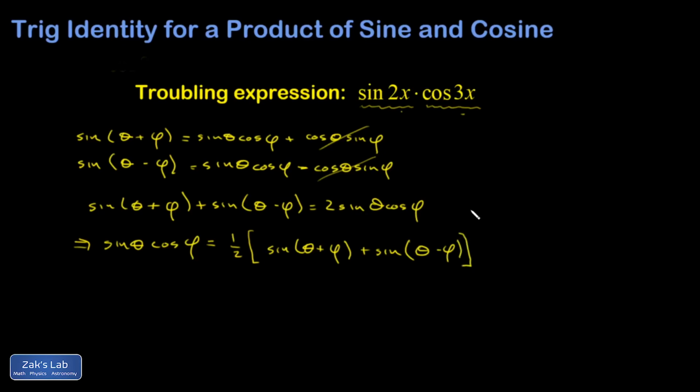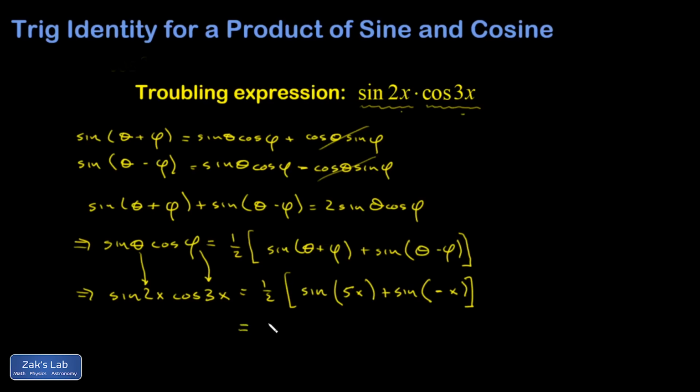And that's one that I've never had memorized, maybe just because it's so ugly, but I'll quickly rederive it if I see a situation where I need it. So let's apply this. This means the sine of 2x cosine of 3x is going to be 1/2 sine of, so I'm letting theta equal 2x here. Phi is 3x here. So I have the sine of the sum of those two things, which is 5x, plus the sine of the difference of those two things, 2x minus 3x.